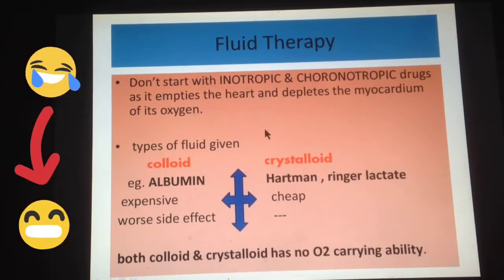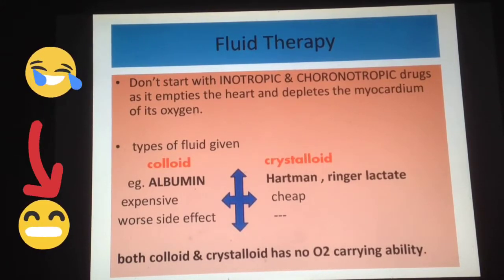So before doing such a thing, first you need to restore the volume that is being lost. Then you give these drugs to boost the heart rate or the heart contraction to supply more blood to the rest of the body.